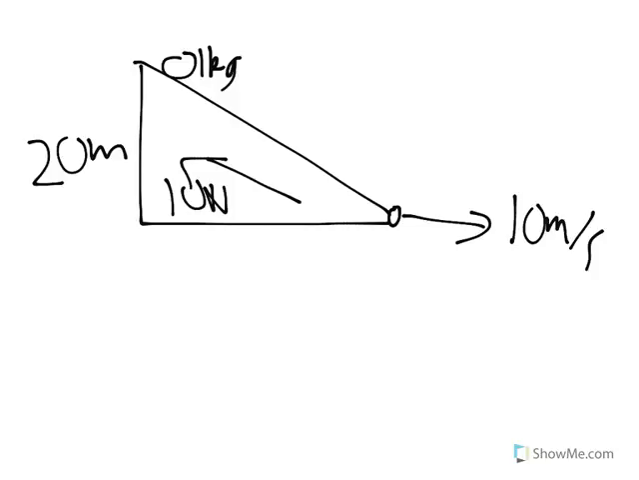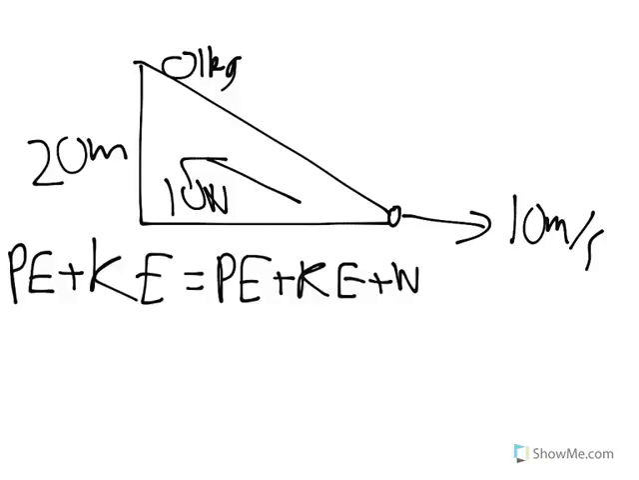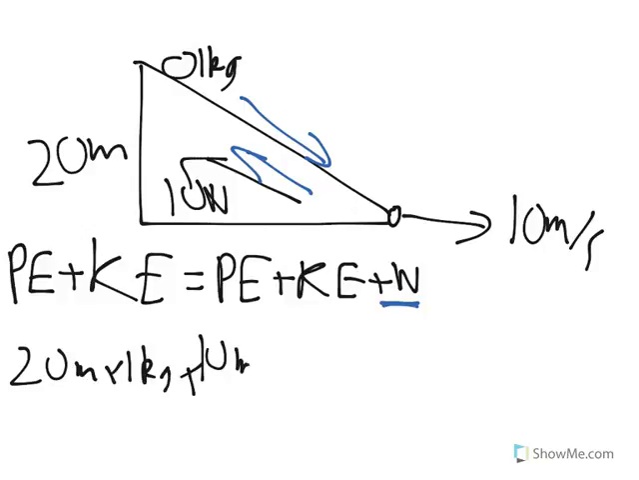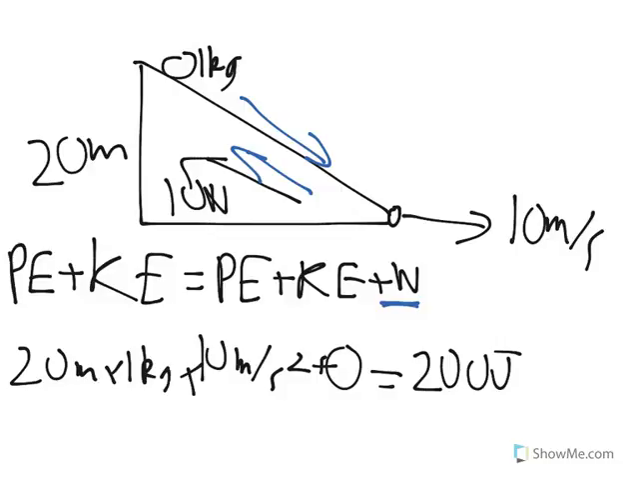Well, how do we do that? Let's look at our equation again. This time, we have to take work into account. So first let's figure out, is work positive or negative? Well, the object's moving down the hill, but the force is up the hill. So the force and the direction are opposites, so it's going to be negative work. So potential energy to start, 20 meters times 1 kilogram times 10 meters per second squared, plus the kinetic energy, which there's none, it's stationary to start with. That's going to equal 200 joules of energy.